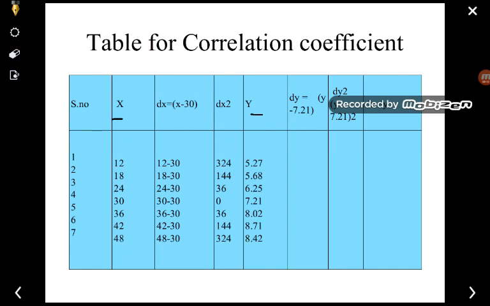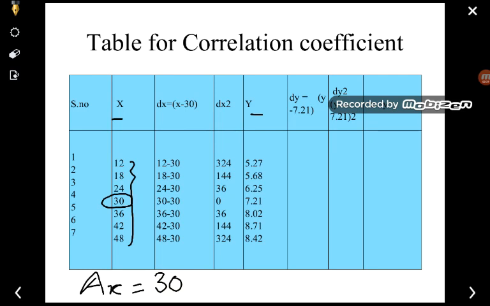After the x variable, we first have to find out the assumed mean. Here the number of data is 7. So what will be the mid value? So 30 is the mid value. So we can assume that the assumed mean of the x variable will be 30.